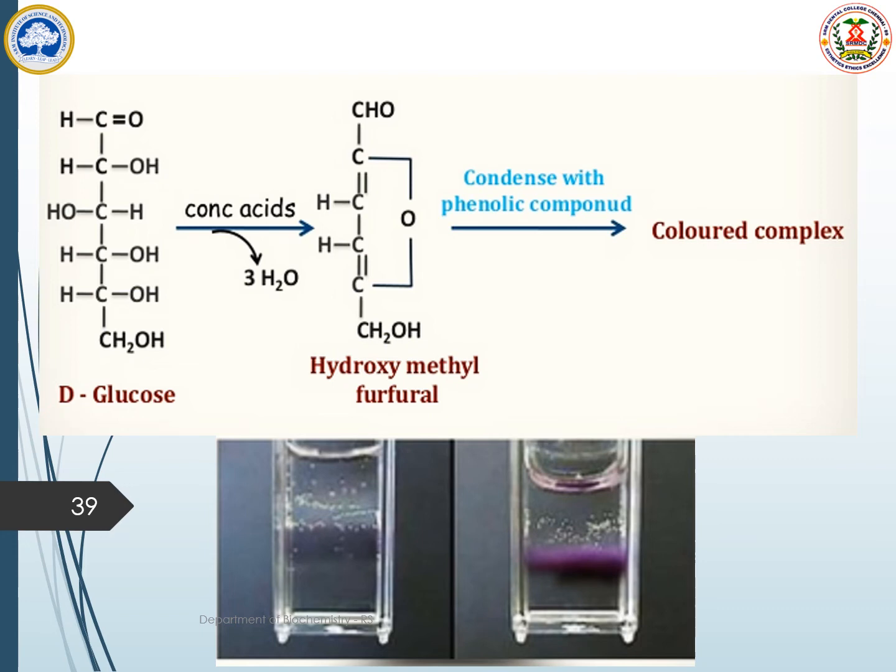This slide shows the chemical reaction of the Molisch test, where glucose is treated with concentrated sulfuric acid, and the sulfuric acid removes water molecules from the glucose to form hydroxymethyl furfural. So the reaction taking place here is a dehydration reaction. Again, this hydroxymethyl furfural condenses with the alpha naphthol of Molisch reagent to form a colored complex. In the test tube we can see a reddish violet ring formation due to the condensation reaction between the hydroxymethyl furfural and the alpha naphthol.